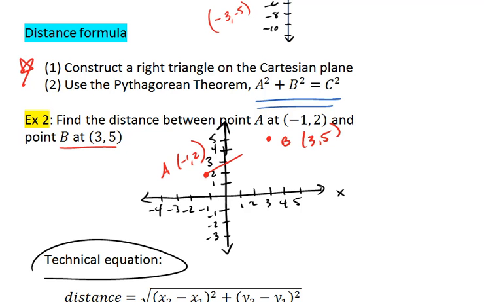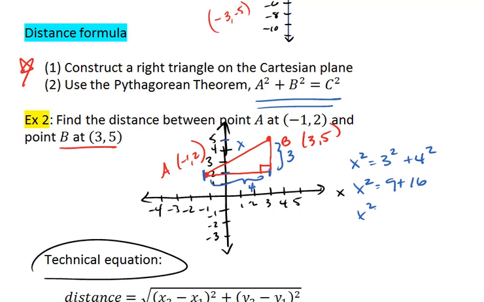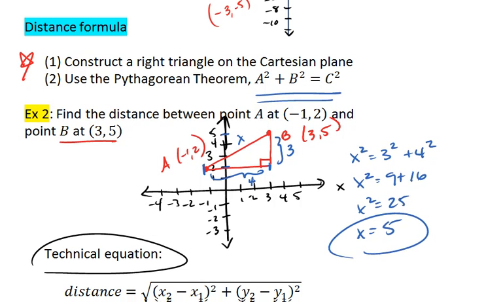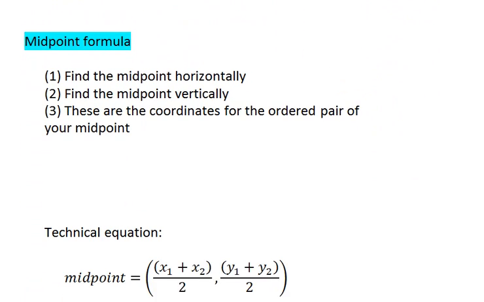We connect the two dots. We also draw a line straight down and straight across, creating our right triangle. The difference between 2 and 5 is 3. The difference between -1 and 3 is 4, meaning x squared equals 3 squared plus 4 squared. X squared equals 9 plus 16. X squared equals 25. X must equal 5. And that is the distance between A and B. If you're ready to look at the midpoint formula, go on to the next video.